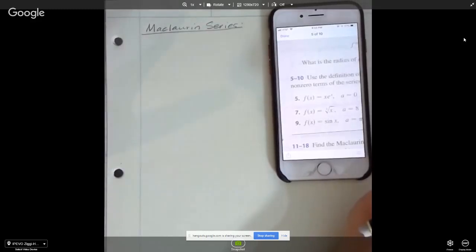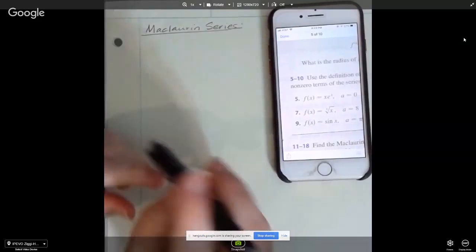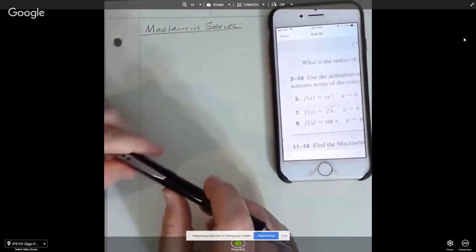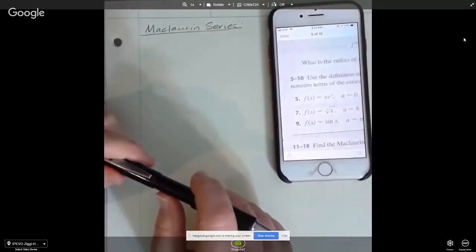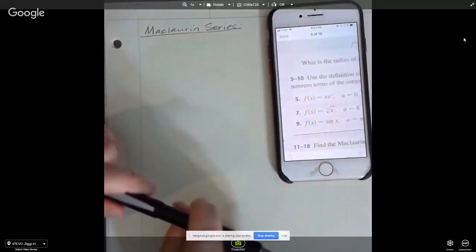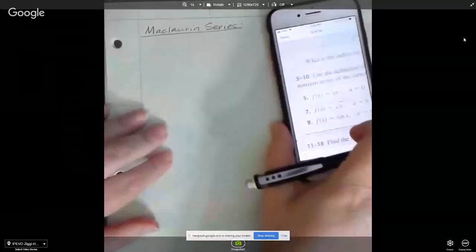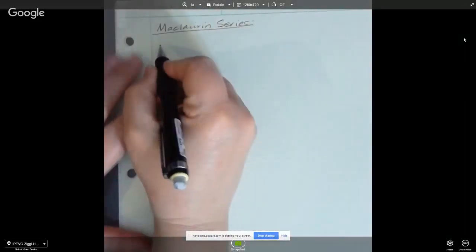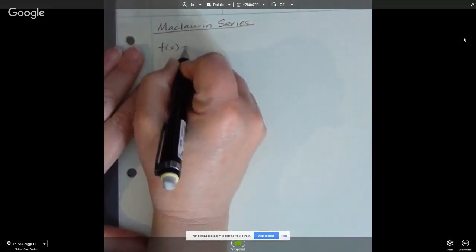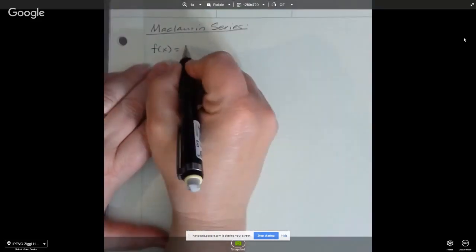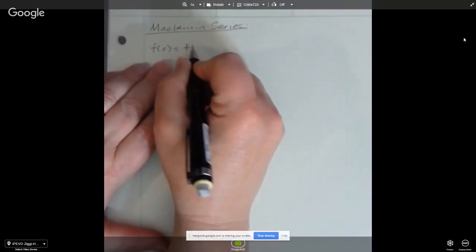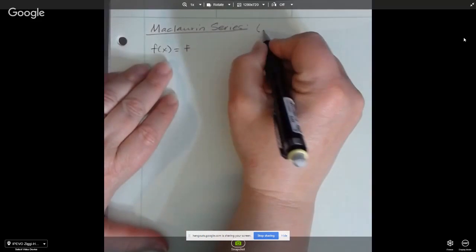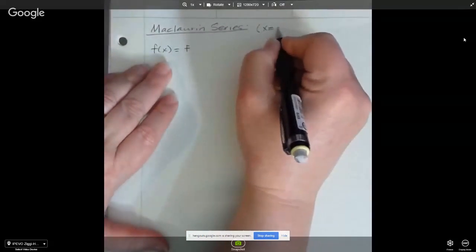I don't want to have to go through the proof of that. When I teach my students, I show them the proof of why that works. So if I just give you the definition, are you going to be okay with that? Yes. Okay. All right. So we can say that a function f of x is equal to, if it's centered, because a Maclaurin series is a Taylor series, if it's centered at 0.